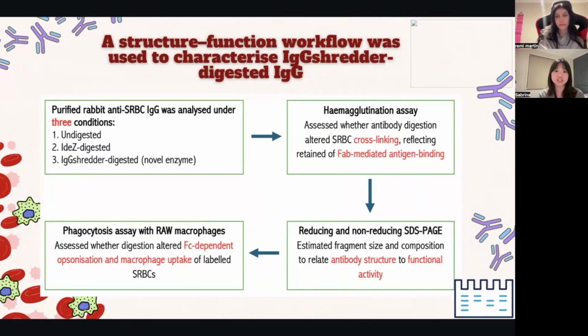First, a hemagglutination assay was used to see whether digestion changed the antibody's ability to cross-link ship red blood cells. So this mainly tells us about retained Fab-mediated binding valency. Second, we used reducing and non-reducing SDS-PAGE to look at fragment size and composition, so we could link the structural changes back to the functional result. Finally, we used a phagocytosis assay to assess whether digestion alters Fc-dependent opsonization and also uptake.